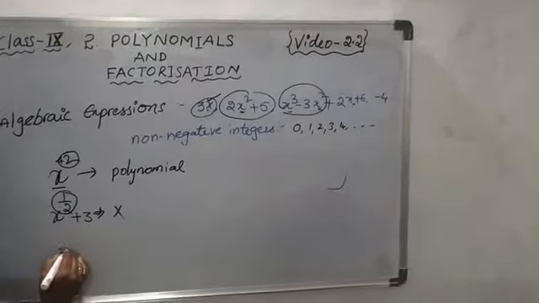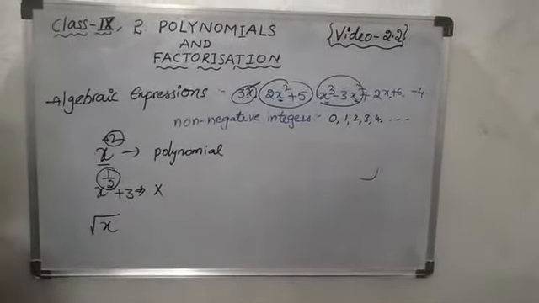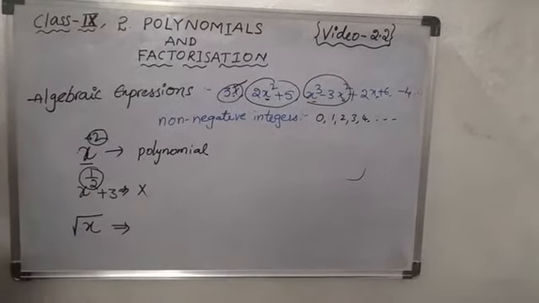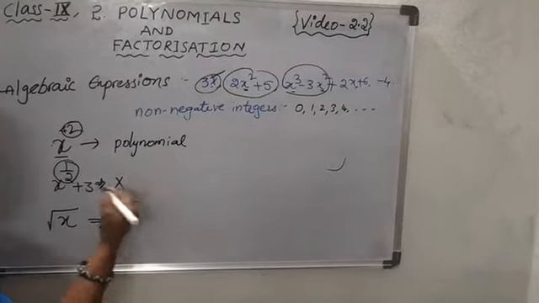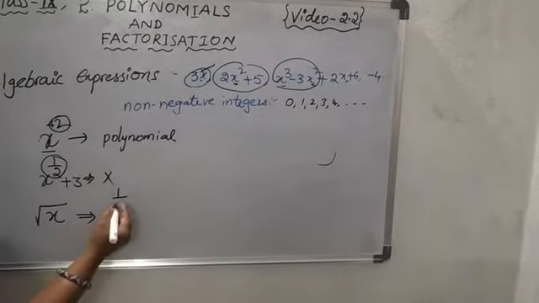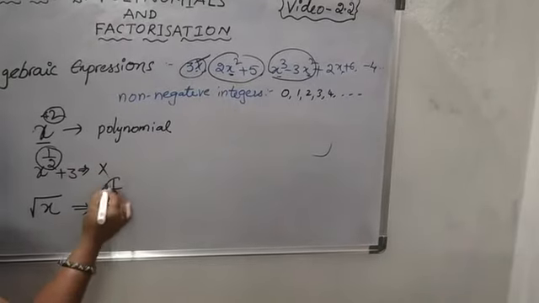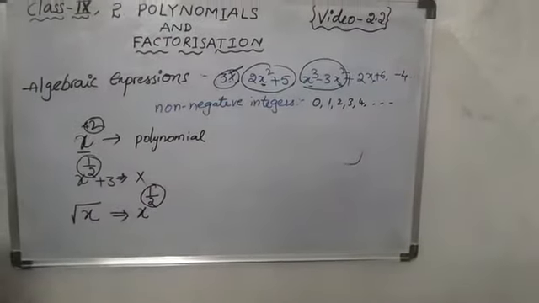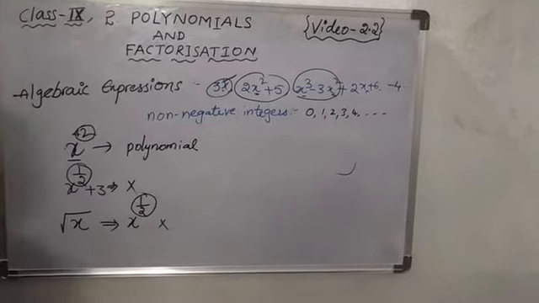For example, root x. Is root x a polynomial? No, it is also not a polynomial. Why? Because root x can also be written as x to the power of 1 by 2, since in place of the square root we write the exponent 1 by 2. So the exponent is not an integer, and it is also not a polynomial.